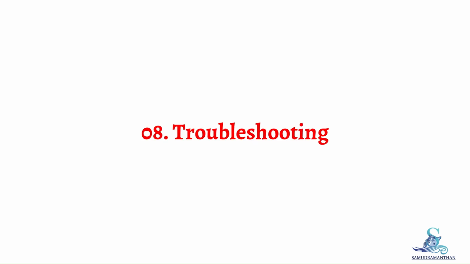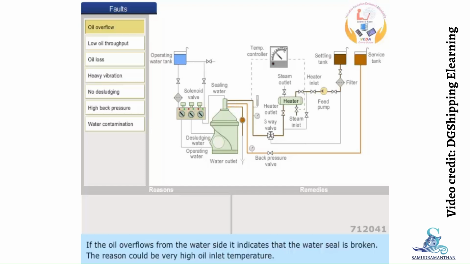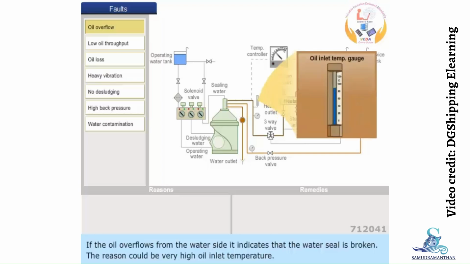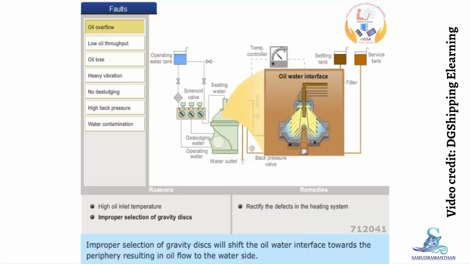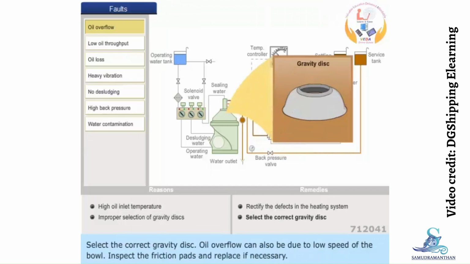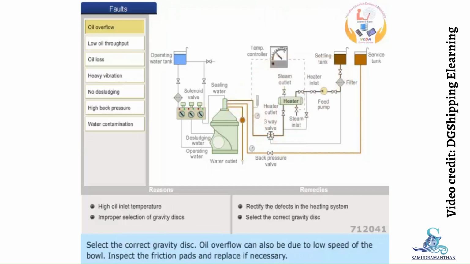Topic 8. Troubleshooting. If the oil overflows from the water side, it indicates that the water seal is broken. The reason could be very high oil inlet temperature. Inspect the temperature controller and the steam inlet valve of the heater. Rectify the defects in the heating system. Improper selection of gravity discs will shift the oil-water interface towards the periphery, resulting in oil flow to the water side. Select the correct gravity disc.